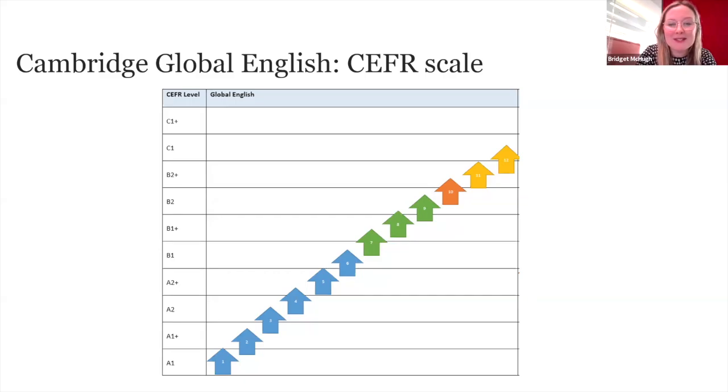And then by the time we get to stage 10, the orange arrow, you can see that our Global English stage 10 links to B2 on the CEFR scale, with stage 11 linking to B2 plus and stage 12 linking to B2 plus / C1. So this is how we've really completed the Global English journey, and how you can see the CEFR scale transitions upwards from our stage 1 right the way through to our stage 12. And then on the next slide, Jen, thank you.